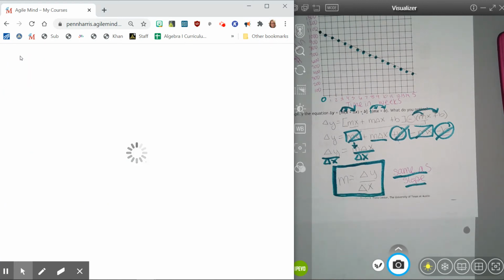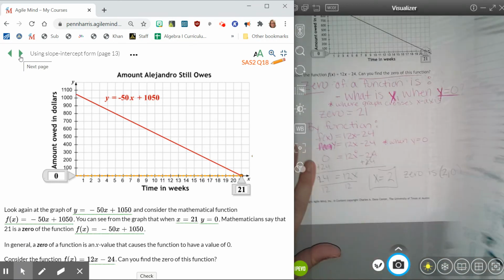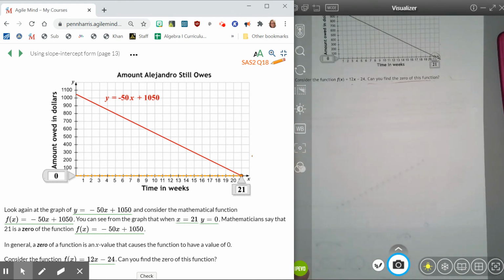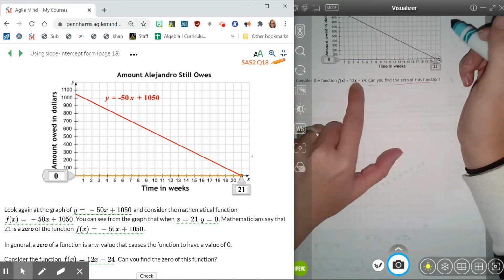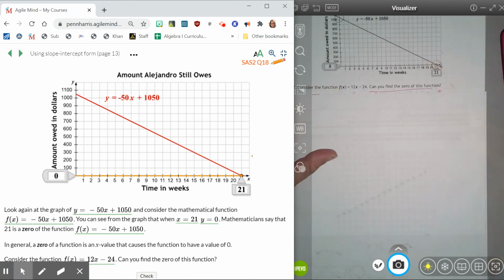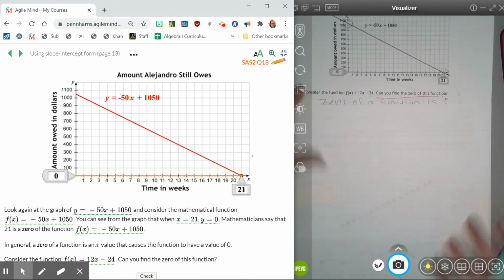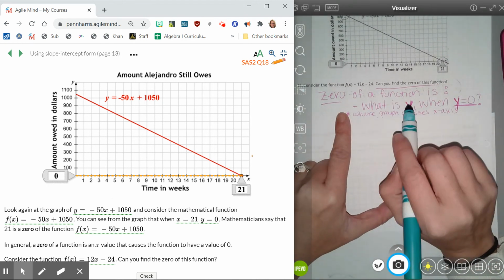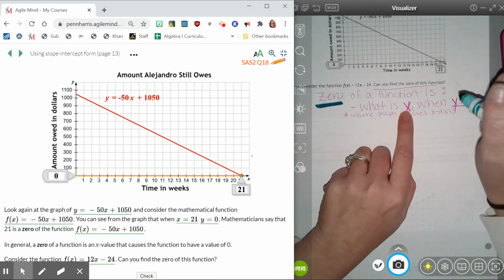Okay, so now we have again this problem that we see on this screen. They want us to consider the function. This is a new function here, 12x minus 24. Can we find the zero of the function? Before we can do that, we need to decide what a zero is. So what you guys need to know is that a zero of a function is what X is when Y is 0. So here's my Y is 0. Well, what is X?